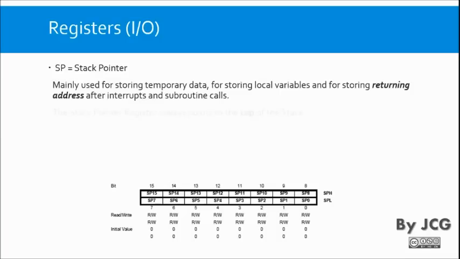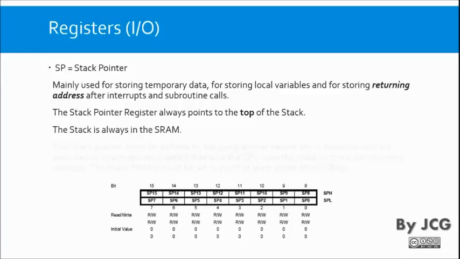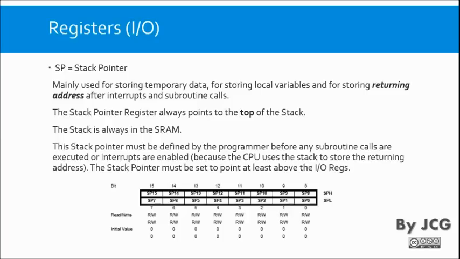Now, the main use for the stack pointer is for storing temporary data, for example, to store local variables, and it is also important for storing the return addresses after some interrupt or subroutine. The stack pointer is always going to point to the top of the stack. Another thing you need to understand is that the stack is always going to be pointing to the RAM. The stack pointer must also be defined by the programmer before any subroutine calls are executed or interrupts are enabled. The stack pointer must be set to point at least above the input-output registers.